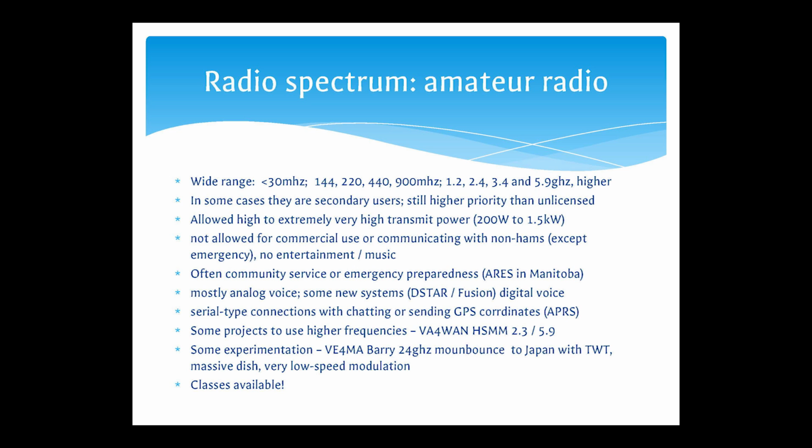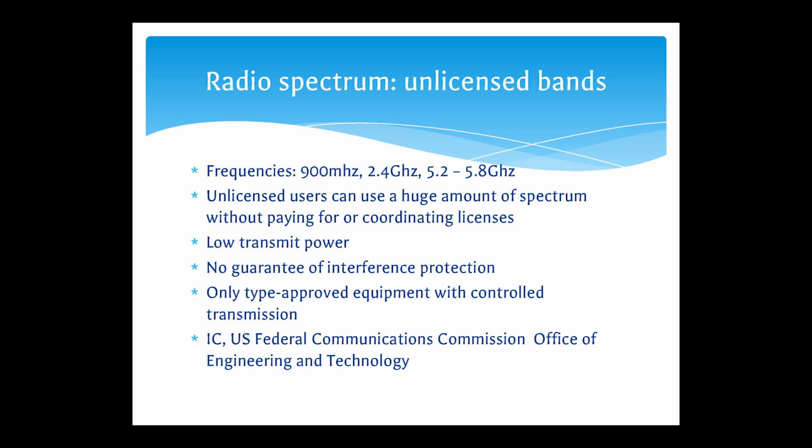And finally, we have the unlicensed bands. So these are the frequencies which most people in this audience use heavily with Wi-Fi routers, cordless phones, baby monitors, wireless security cameras, and the like. The most common ones are 900 megahertz from 902 to 928 specifically, 2.4 gigahertz, and various points between 5.2 and 5.8 gigahertz. The unlicensed spectrum is really wide, and anyone can use it without paying licensing fees.